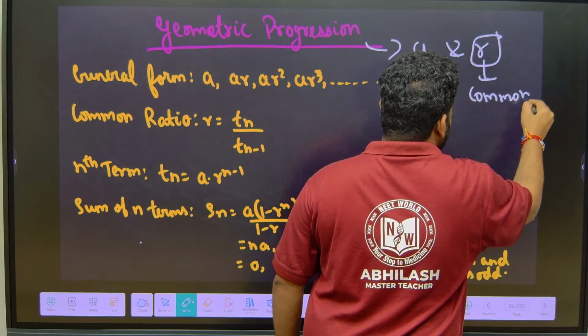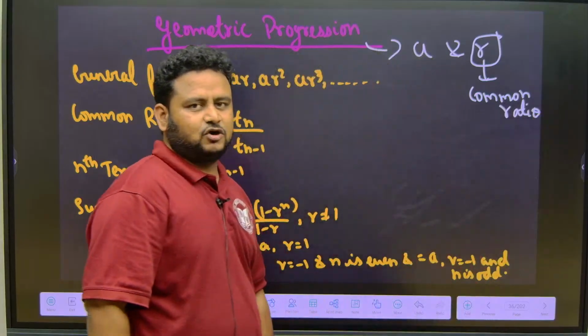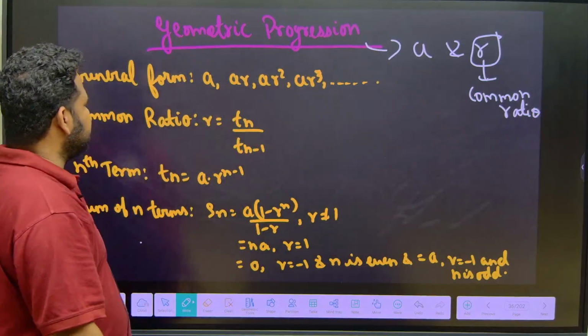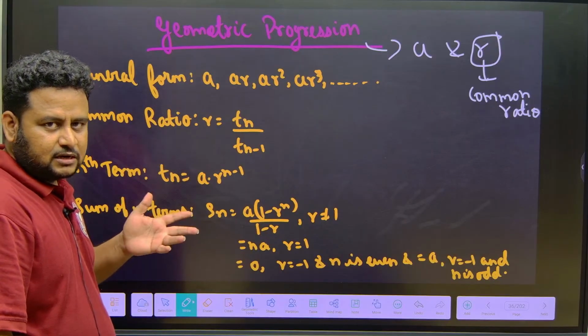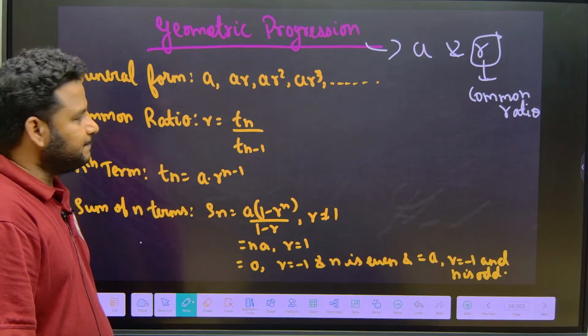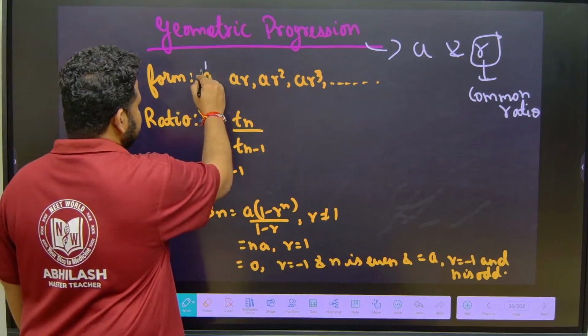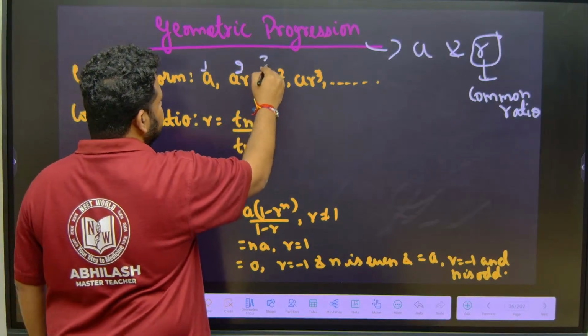R is nothing but the common ratio. Now, in the general form of geometric progression, where in AP the common difference was getting added or subtracted, here the common ratio gets multiplied. So the first term remains as it is, same as AP. This will be the second term, this is the third term, fourth term.